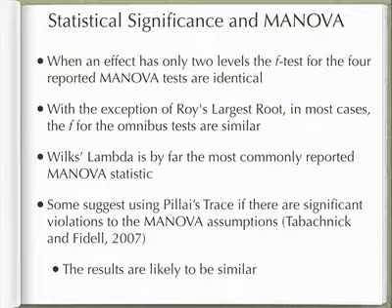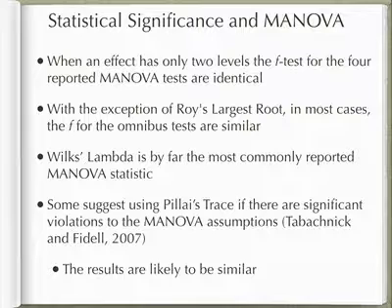For whatever reason, Roy's largest root is somewhat of an outlier. It's always more liberal in the p-value that it reports, and so you might find that the p-value for Wilks' Lambda is not significant. Let's say p is equal to 0.15, and if you look at Roy's largest root, it might be p is equal to something less than 0.05. It's really not much of a debate that you can have about should I report this as being significant or not, because nobody reports Roy's largest root.